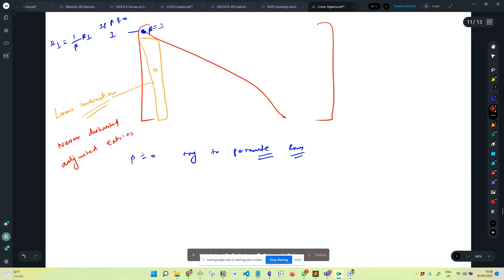Right? What do you mean by adjusted entries? Let's say you are at this entry. When you came to this entry, you have made sure that entries above this entry, entries on the leading diagonal above this entry, are equal to 1 or 0. And you have made sure that this part of the matrix is all 0.